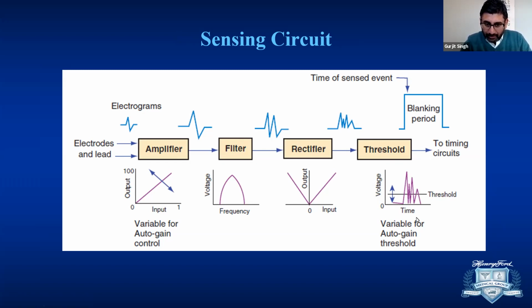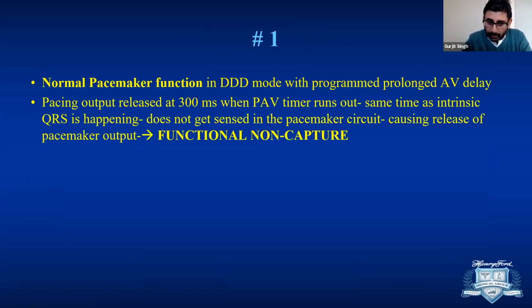It has to be amplified, it has to be filtered, then rectified, and then it has to meet certain threshold criteria before the pacemaker makes any decision. So doing so takes time, and usually that time could be anywhere from 20 to 30 milliseconds. So if your paced AV delay is programmed pretty close to your native AV conduction, you can see this kind of ECG where what we call this as a functional non-capture.